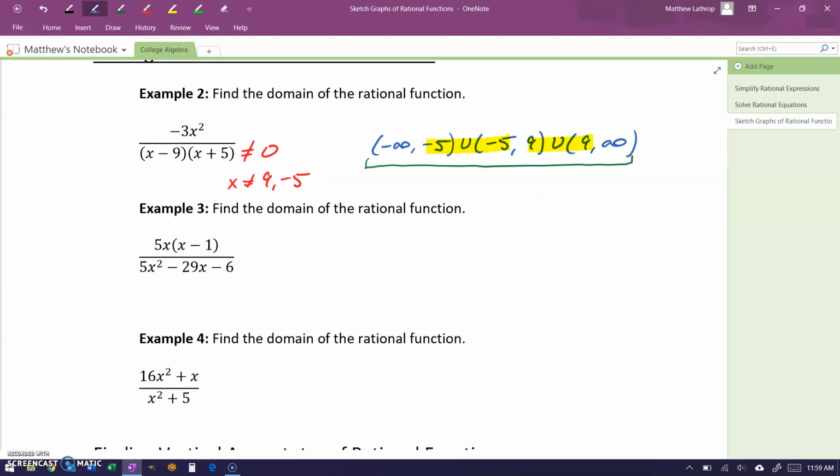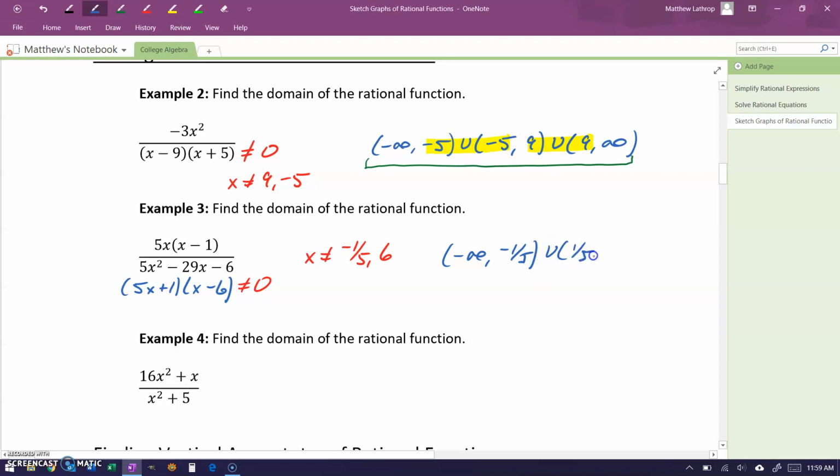In example 3, we need to start off by factoring the denominator. In this case, that would factor as 5x plus 1 times x minus 6. But then the same idea applies. We can't have that set equal to 0, so we would get restricted values of negative 1/5 and positive 6. Meaning the domain for this function would be negative infinity to negative 1/5, union negative 1/5 to positive 6, and then union 6 to infinity.